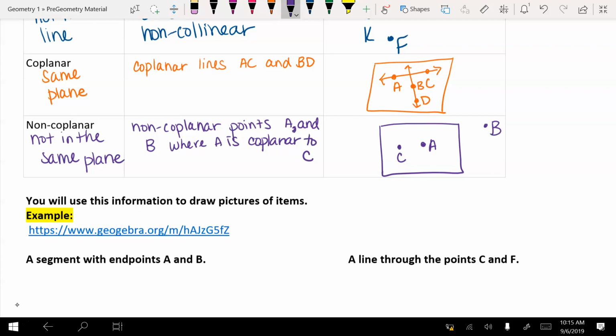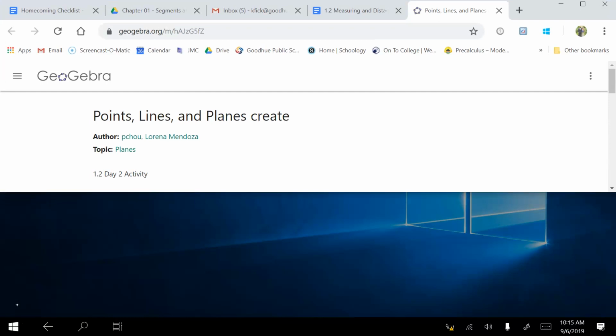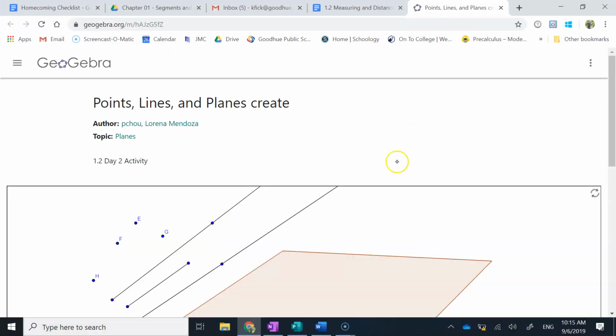All right. So like I said, what you're going to do with this information is you're going to draw pictures of items. Okay, so technically, you're going to start in this middle column. You'll be given the words. You need to draw the picture. Now, there is a GeoGebra, which is kind of nice, that has this for us. Okay?